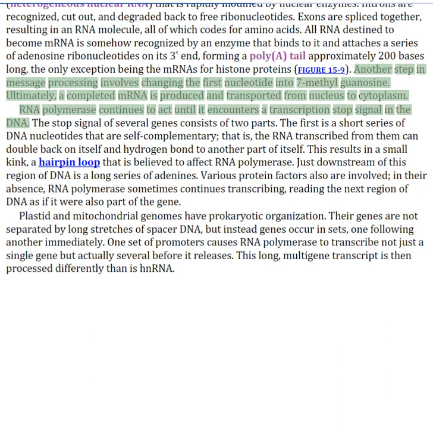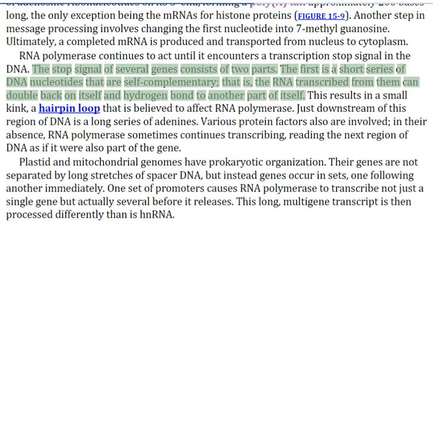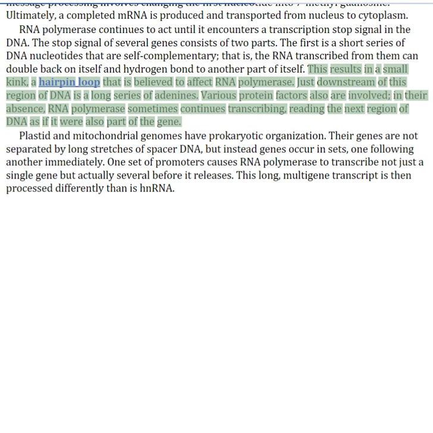RNA polymerase continues to act until it encounters a transcription stop signal in the DNA. The stop signal of several genes consists of 2 parts. The first is a short series of DNA nucleotides that are self-complementary, that is, the RNA transcribed from them can double back on itself and hydrogen bond to another part of itself. This results in a small kink, a hairpin loop that is believed to affect RNA polymerase. Just downstream of this region of DNA is a long series of adenines. Various protein factors also are involved. In their absence, RNA polymerase sometimes continues transcribing, reading the next region of DNA as if it were also part of the gene.